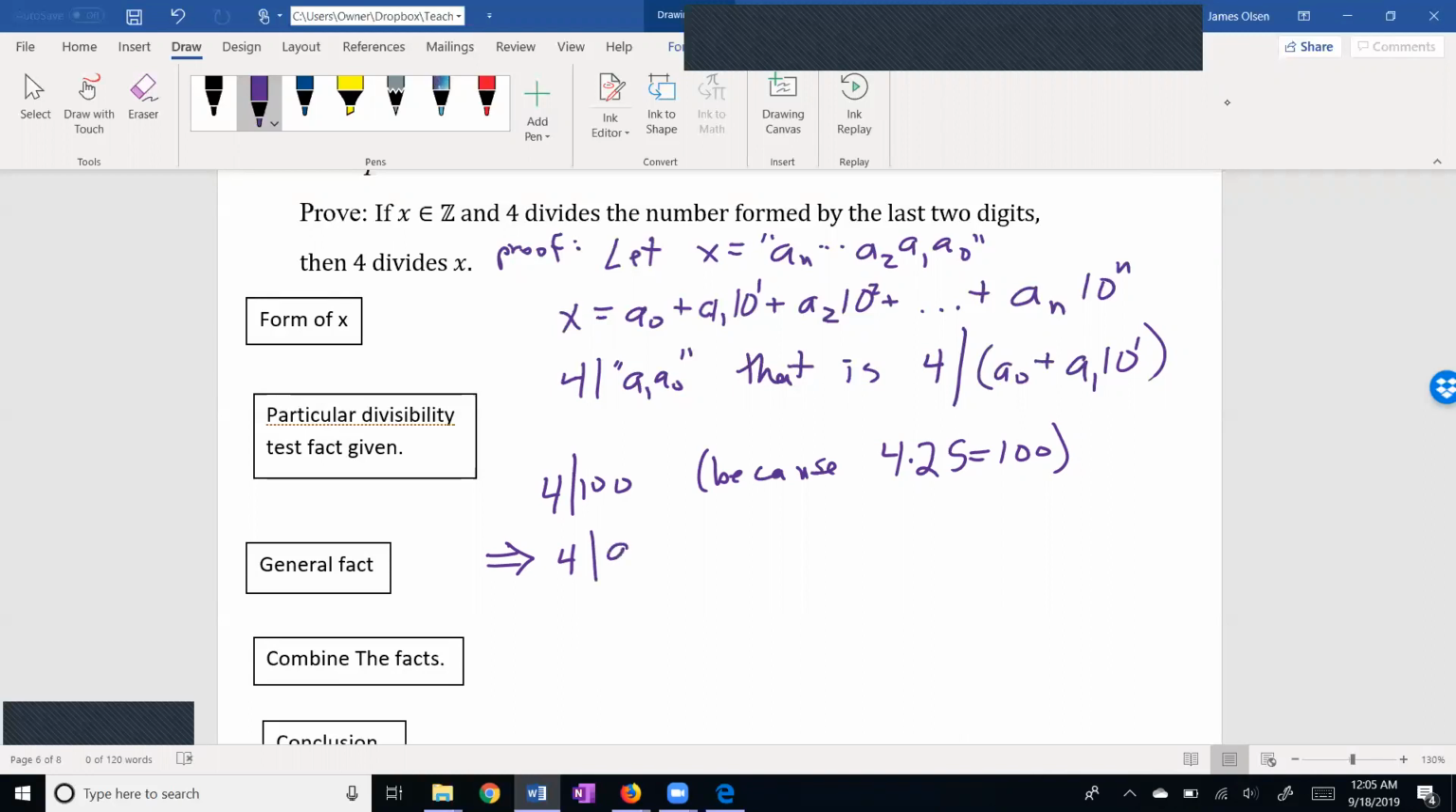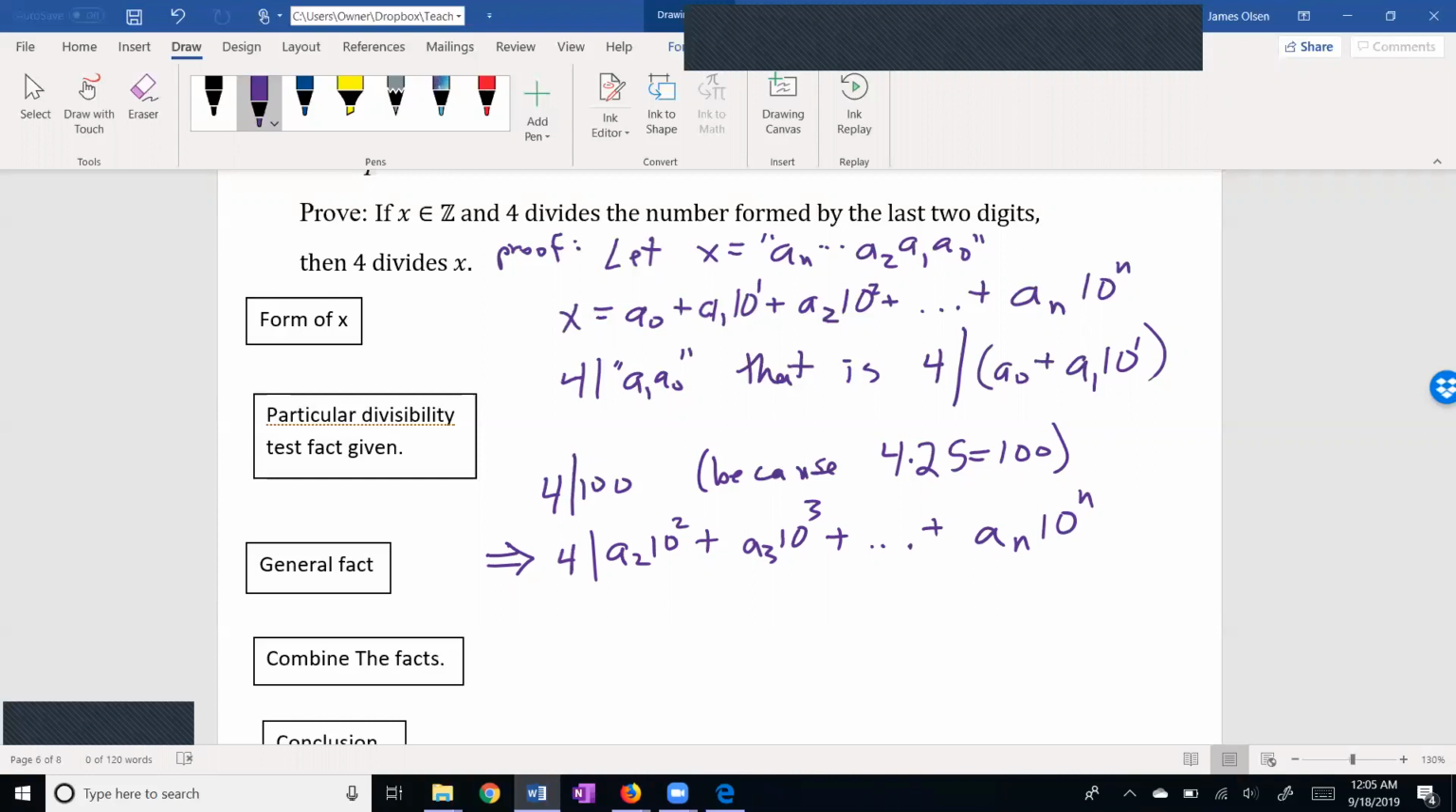So we have a2 times 10 to the second, that is a2 times 100, plus a3 times 10 to the third, plus and so on up through our last term, which also has 100 built into it.